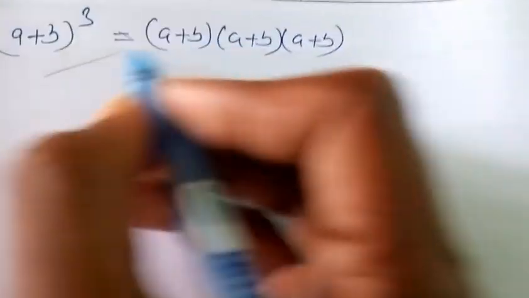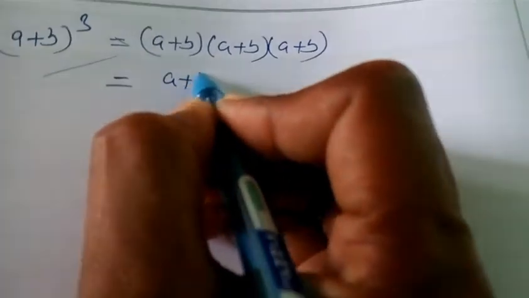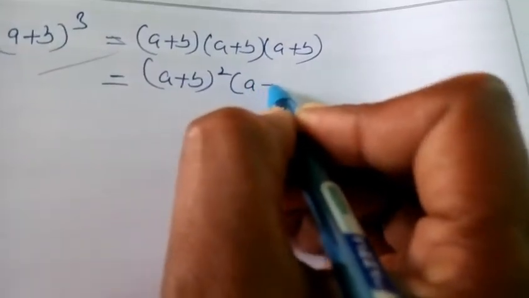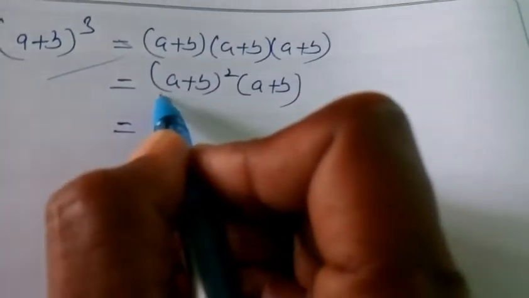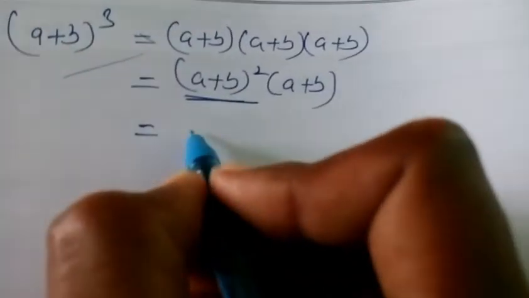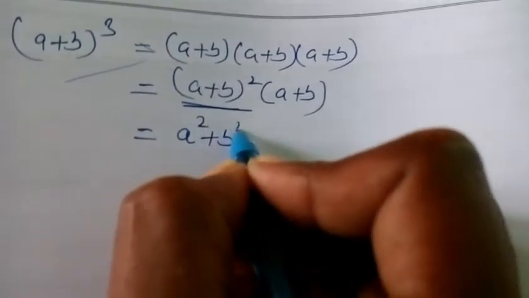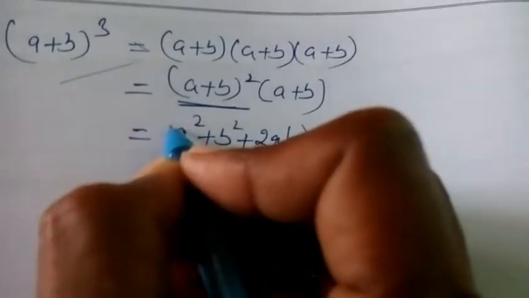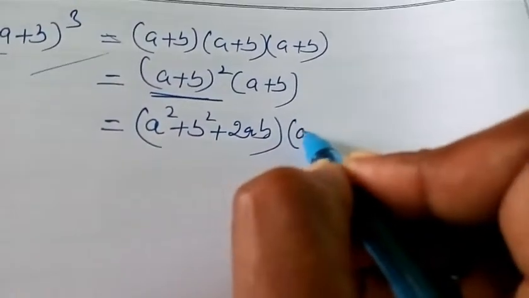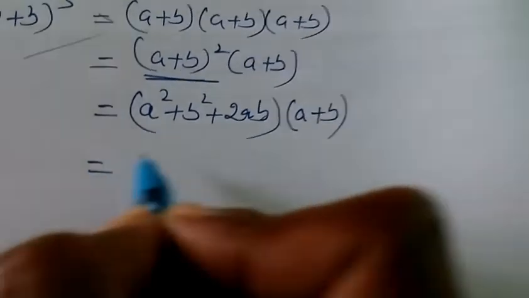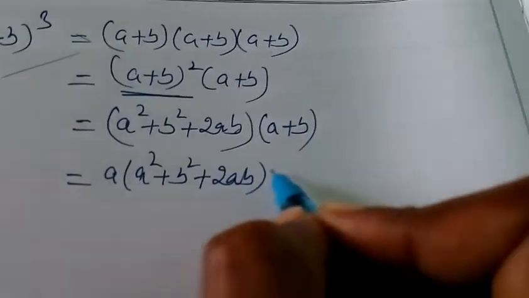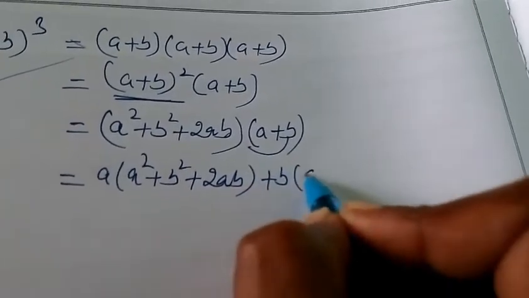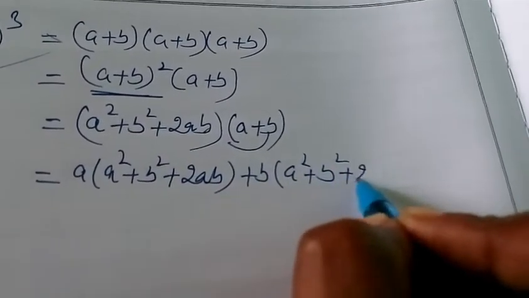Can I write this as (a plus b) raised to power 2 times (a plus b)? Yes, because this means a plus b is multiplying itself. And we know the expansion of this: a square plus b square plus 2ab. Now this is times (a plus b). Just do the expansion: a into (a square plus b square plus 2ab), plus b into (a square plus b square plus 2ab).